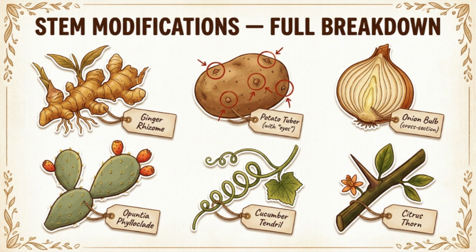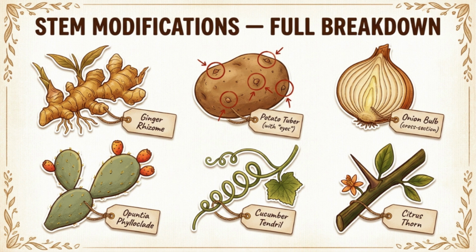Here's the key detail NEET tests. Potato has nodes, those little eyes you see. That is your biological proof it is a stem, not a root. Roots have no nodes, stems do. If you're ever unsure, check for nodes. Bulb, onion, garlic, tulip. A disc-like stem with fleshy scale leaves surrounding it. The papery outer layers are dried leaves. The fleshy inner layers store food.